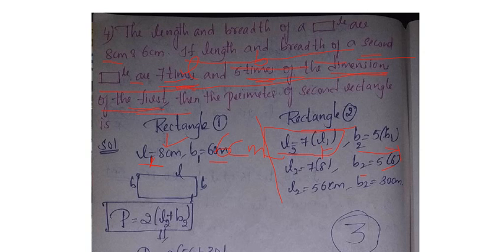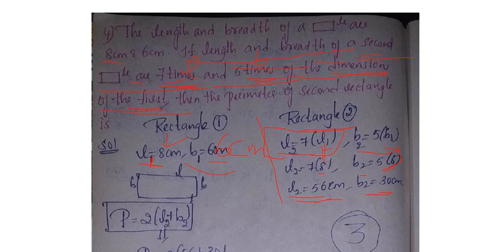L2, the length of the second rectangle, equal to 7 into 8. I substituted this L1 value here, remember friends. So 7 into 8 is what? 56 centimeters. Next, the breadth of the second rectangle is what? 5 into 5 into 6, that is 30 centimeters. So now we got the length and breadth of the second rectangle: L2 equal to 56 centimeters, B2 equal to 30 centimeters.